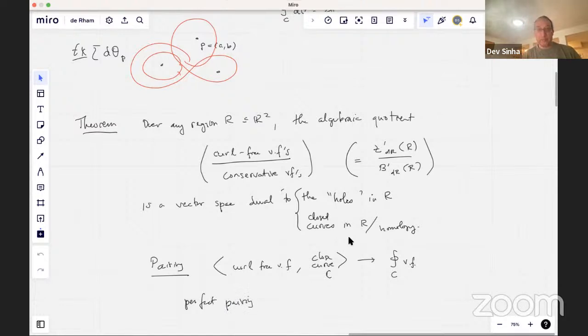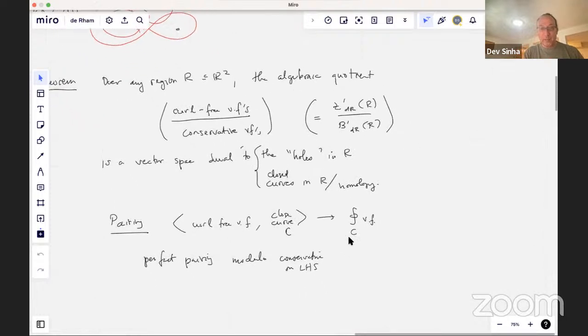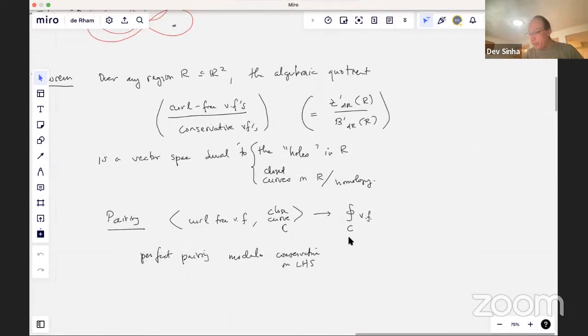And this becomes a perfect pairing when you take curl-free vector fields modulo the conservative ones, in other words, the conservative ones will pair to 0 on everything, and something called homology of curves. So calculus and topology end up being dual.